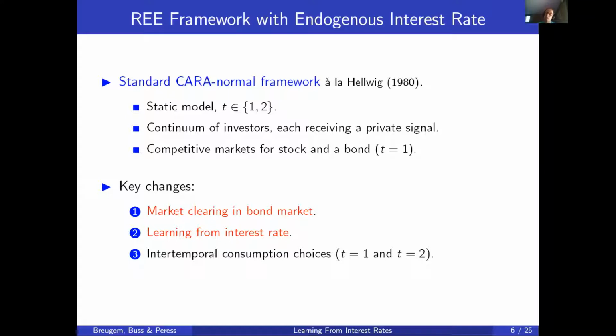So we have a static model with two periods, and a continuum of investors who each receive a private signal. The assets, the stock and the bond, trade competitively in period one. What's key, how we depart from that standard framework, is that we now assume there is clearing in the bond market, in contrast to what has been assumed so far. As a result, the interest rate conveys information, and so investors will use that information in order to form their portfolios. We will also have consumption over both periods, period one and period two, which makes the interest rate meaningful, and investors will engage in intertemporal consumption choices between these two dates.